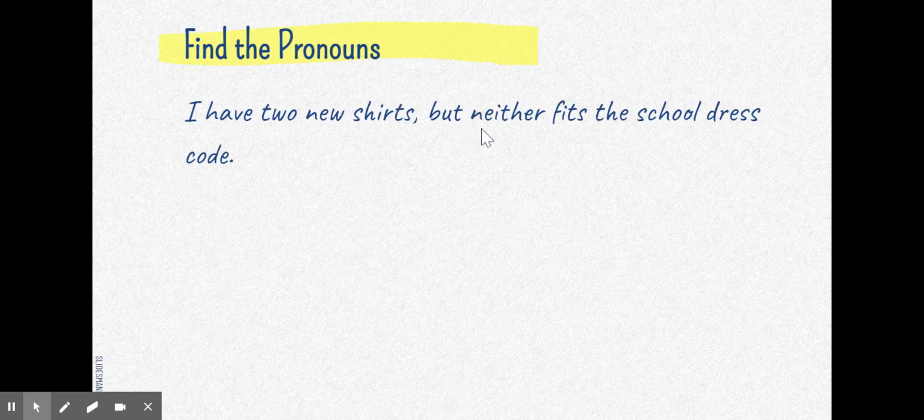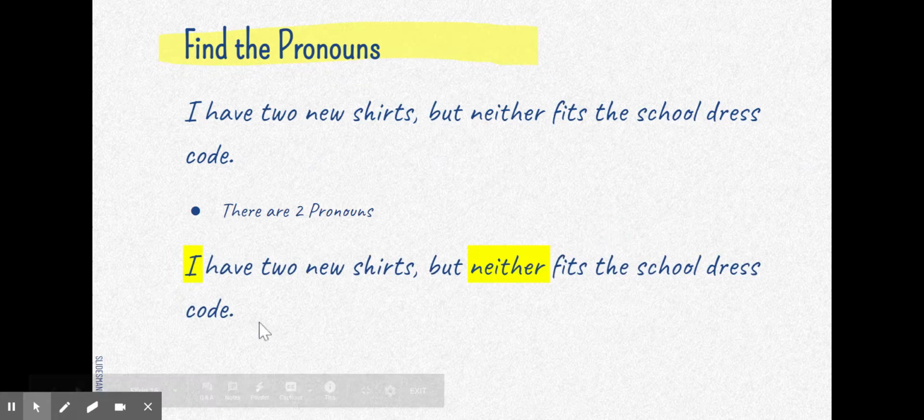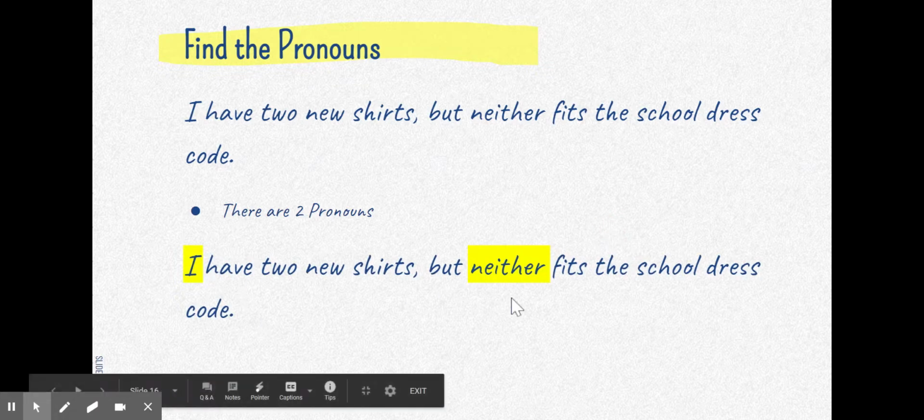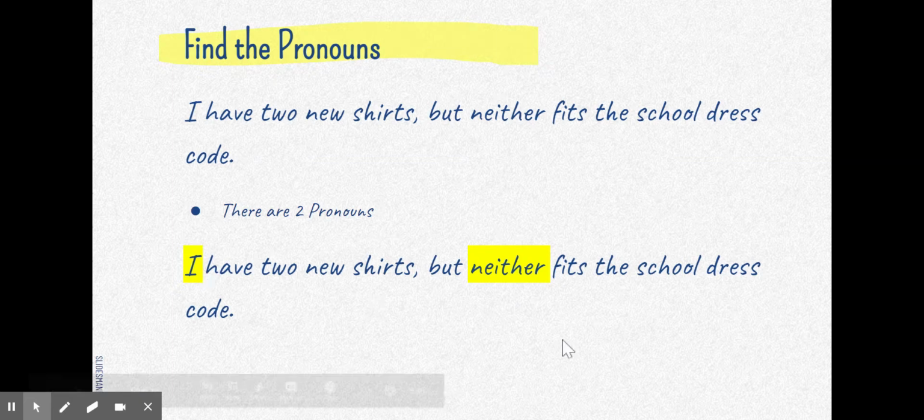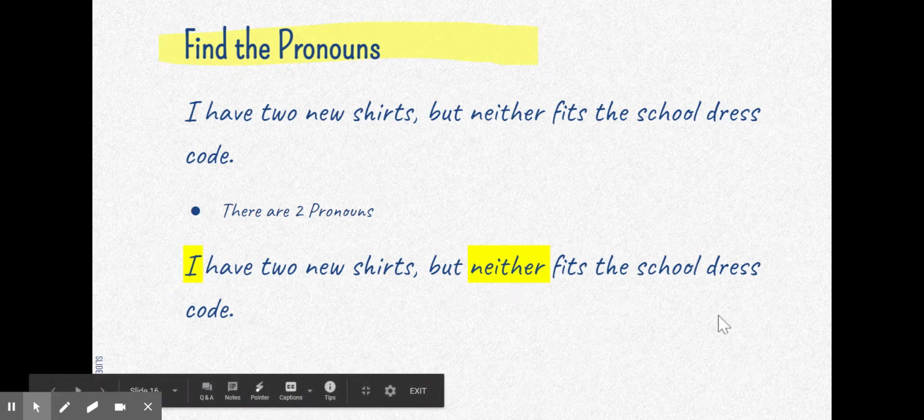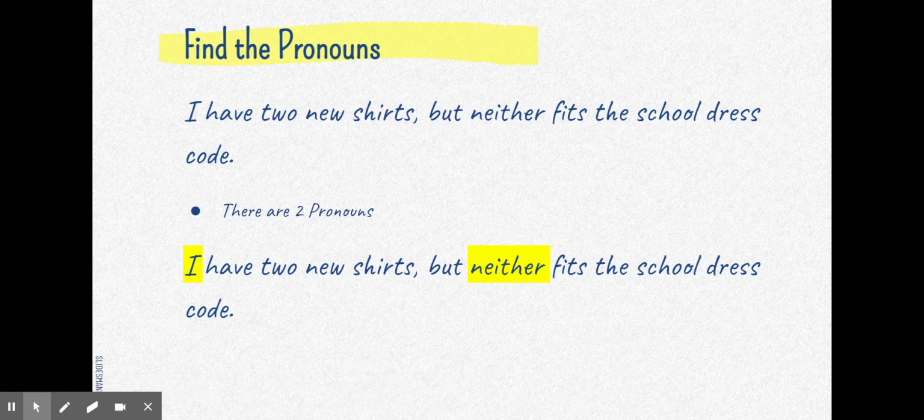Next example, I have 2 new shirts, but neither fits the school dress code. We have 2 pronouns in this sentence. So find the 2 pronouns. And I'm going to reveal the answer now. Our 2 pronouns are I and neither. I is standing in for the person's name. Neither is standing in for the 2 shirts.